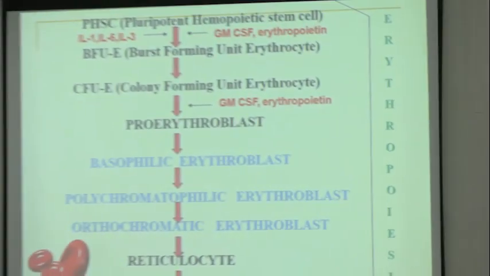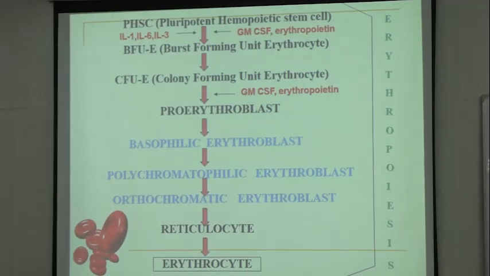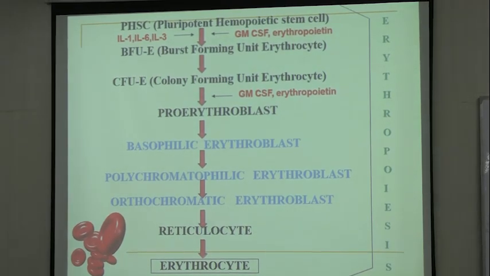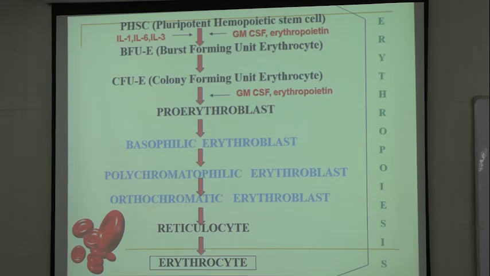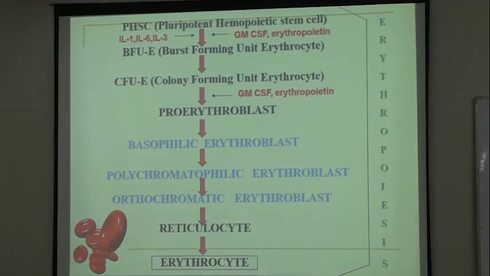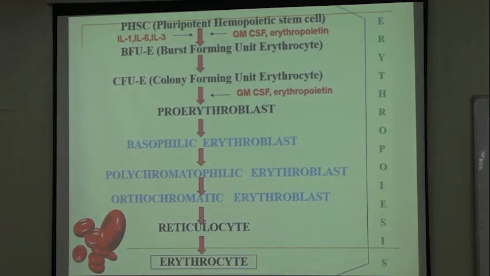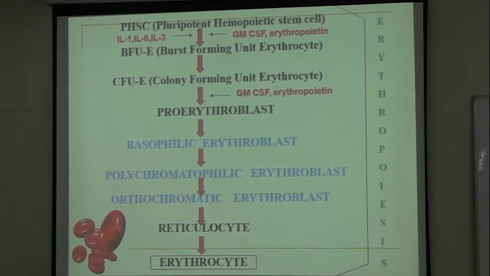PSC. What does it mean? Pluripotent. Pluripotent means multiple. Pluri means multiple. Multiple types of cells I can produce. Okay, I am the principal. Under me there are a lot of teachers, and you will be teaching physiology, you will be teaching community medicine, you will be teaching this. So I will be deciding.